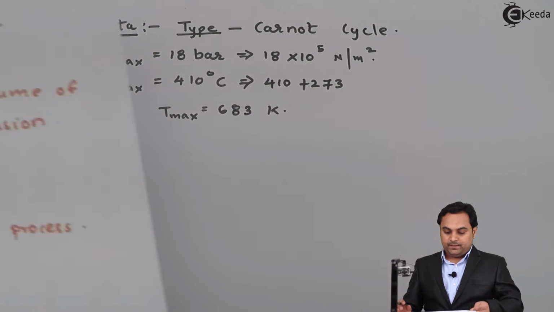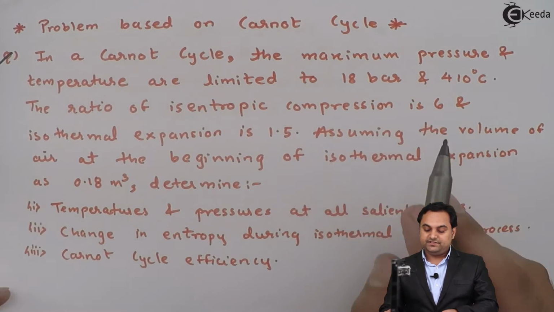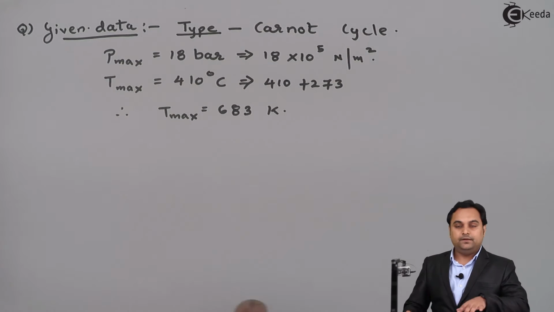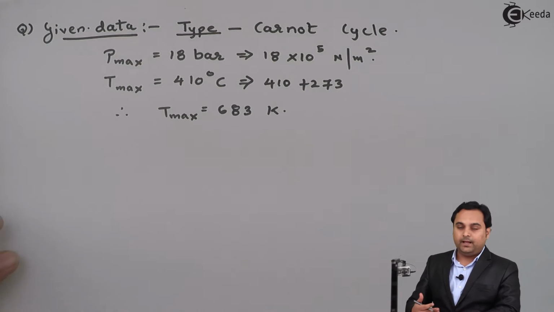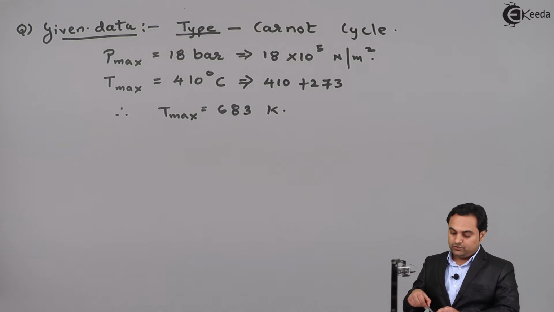Next, the ratio of isentropic compression is 6, and to explain this we will need the Carnot cycle PV and TS diagram, that is for the data we need to draw the Carnot cycle on PV and TS diagram. So I'll start with that.